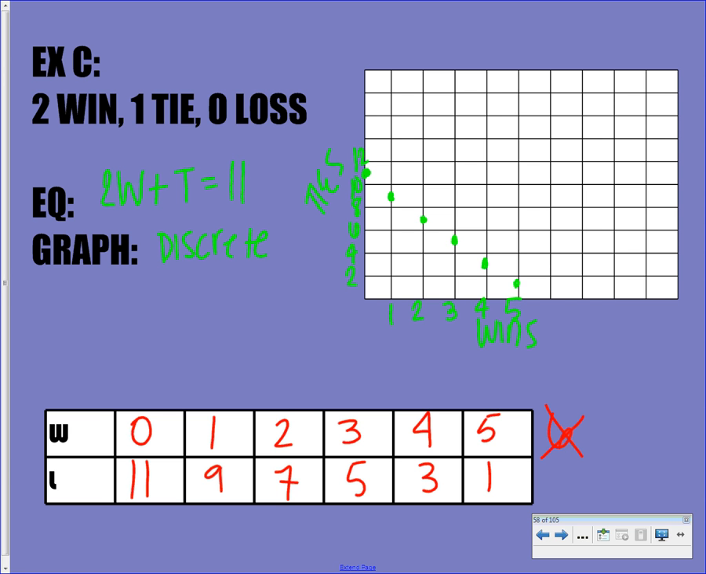That is how your graph must stay. Do not connect the points. Those are your only options. So this is what a discrete graph looks like.